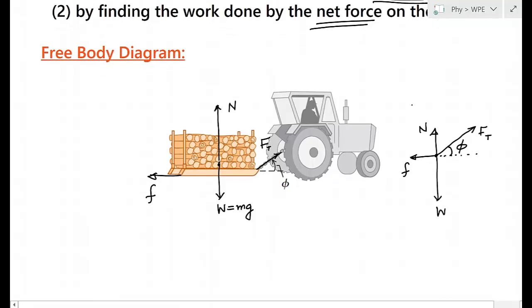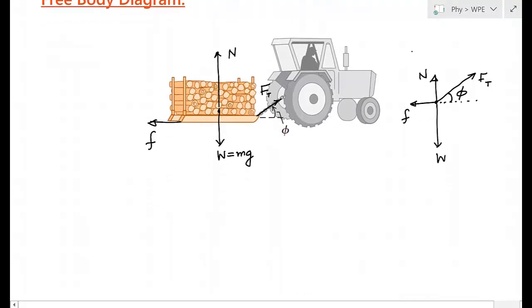So let us first find the work done due to weight, that is W.